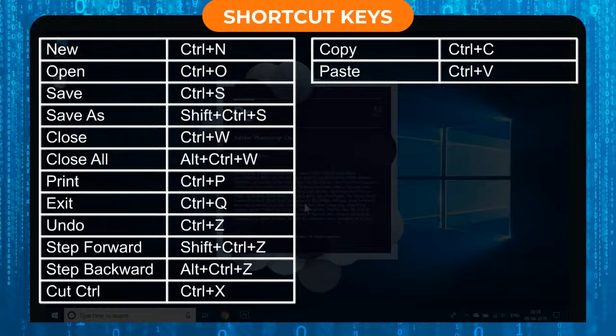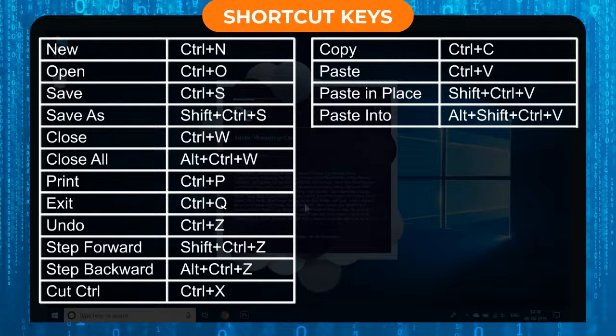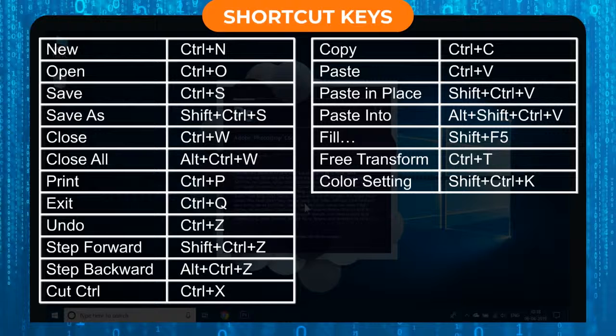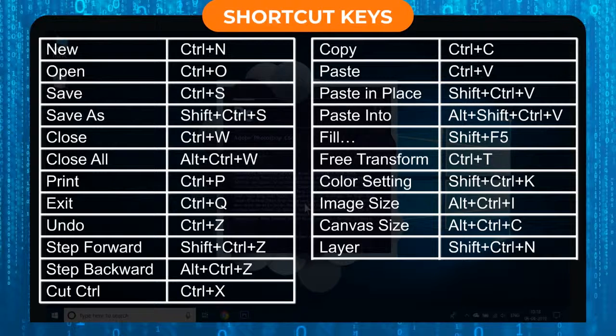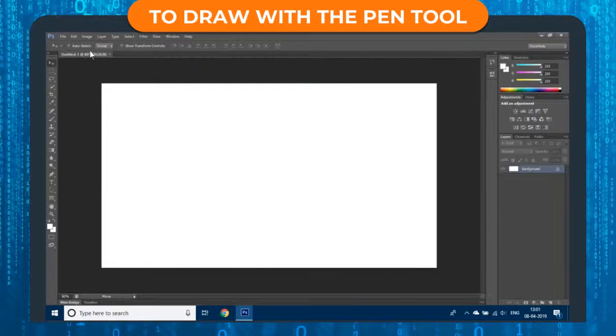Paste, Ctrl+V. Paste in place, Shift+Ctrl+V. Paste into, Alt+Shift+Ctrl+V. Fill, Shift+F5. Free transform, Ctrl+T. Color settings, Shift+Ctrl+K. Image size, Alt+Ctrl+I. Canvas size, Alt+Ctrl+C. Layer, Shift+Ctrl+N. Select all, Ctrl+A. Reselect, Shift+Ctrl+D.